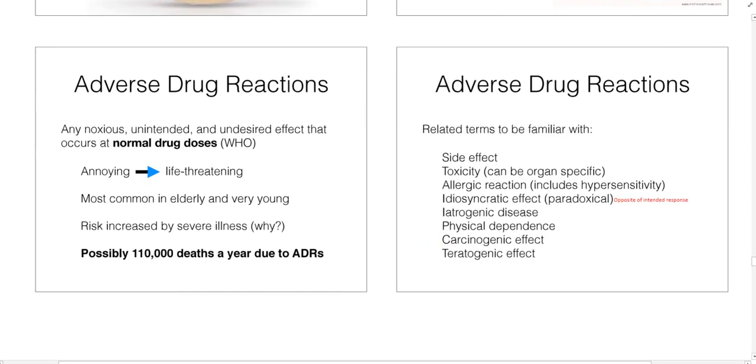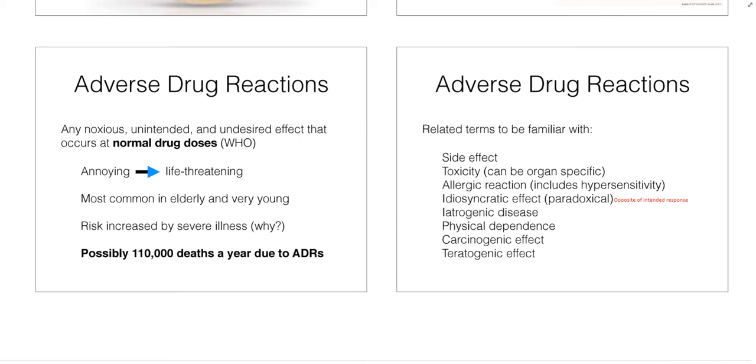Adverse drug reactions come in other terms as well, like side effects, allergic reactions, toxicity. Lots of different terms can be used for this. It's any noxious, unintended, and undesired effect that occurs at normal drug doses. So if you get a bad effect because you quadrupled the dose of that medication by accident, that's not an adverse drug reaction. That's you making a mistake.